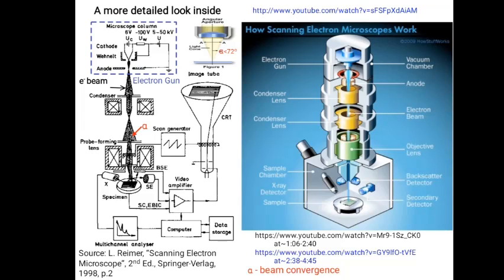The source of electrons is called the electron gun. The function of the electron source is to emit a beam of electrons with high density. The types of electron sources are tungsten filament, solid state crystal, and the third one is a field emission gun.